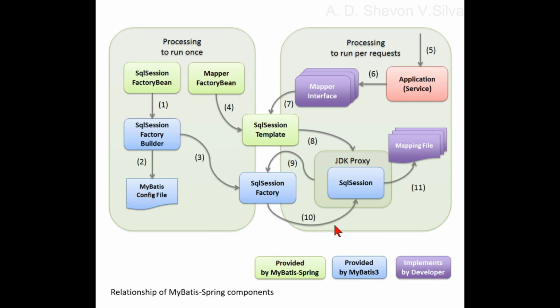The main components of MyBatis-Spring are explained here. In MyBatis-Spring, MyBatis-3 and Spring are integrated by the following components. Here, org.mybatis.spring.SqlSessionFactoryBean is a component that builds the SQL session factory and stores the object on the Spring DI container.